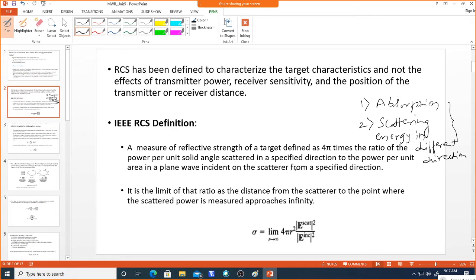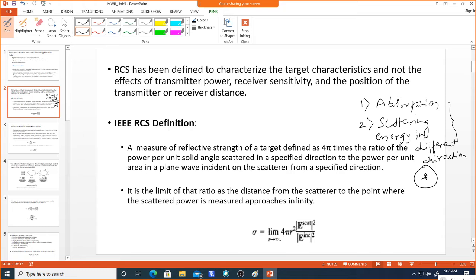So that is assuming the target is there in the spherical region, so somewhere here the target is there. Now the solid angle which is subtended by this sphere is 4 pi. So this is 4 pi times the ratio of the scattered energy in a specified direction to the incident energy.